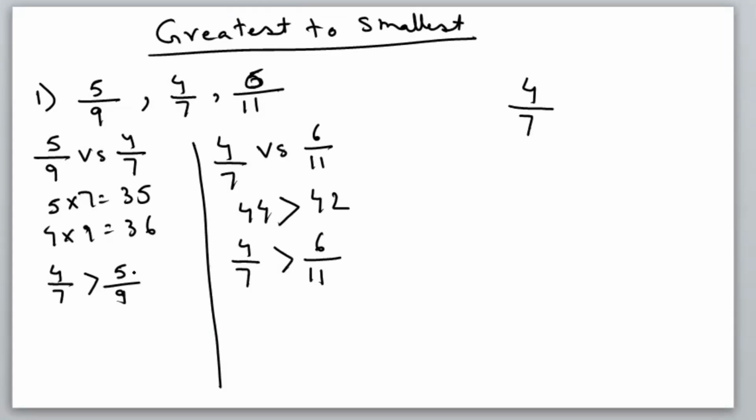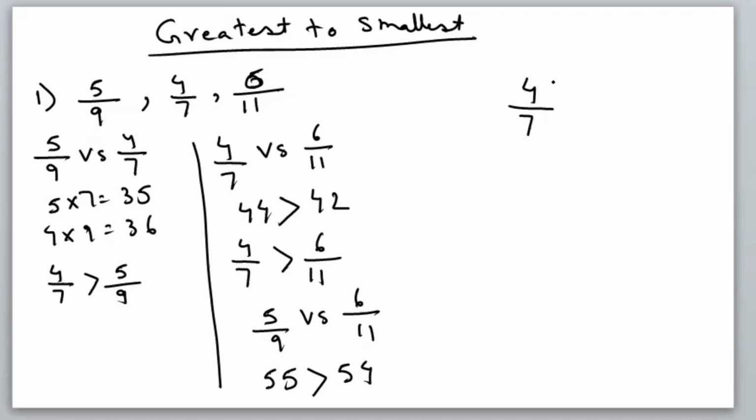Now we have to compare 5 over 9 and 6 over 11 to find out which one is greater between these two. So 5 over 9 versus 6 over 11. 5 times 11 will be 55 and 6 times 9 will be 54, and 55 is greater than 54. So we got our second highest fraction, that is 5 over 9.